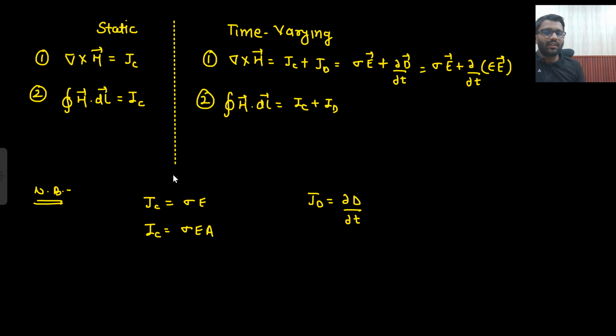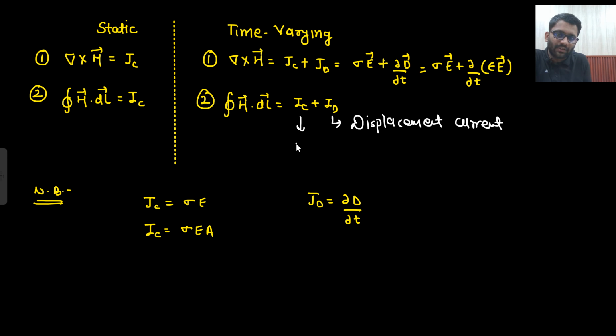For the static case, what did you study? That H dot dl is equal to only IC. But now H dot dl is equal to IC plus ID. There will not be only conduction current, there will be displacement current as well. This is known as displacement current, and this is known as conduction current. Del cross H is equal to JC plus JD, which is sigma E plus del D by del t, and this expression we have already written.